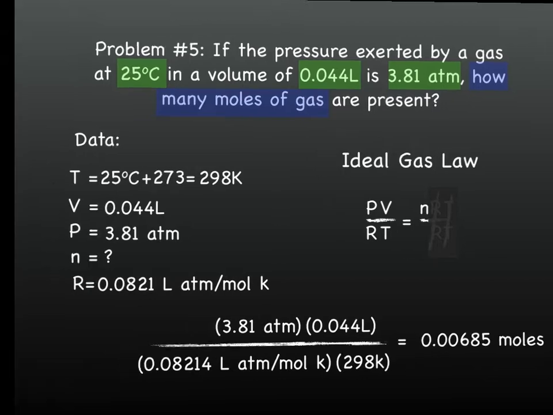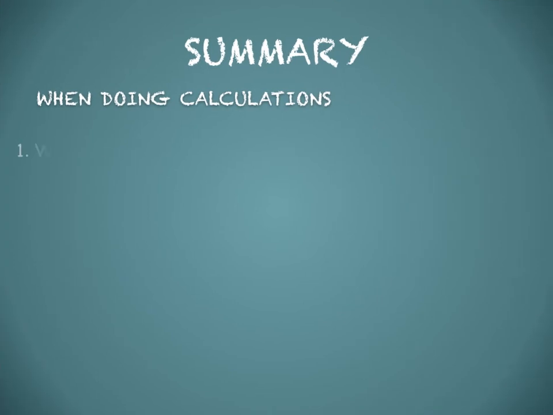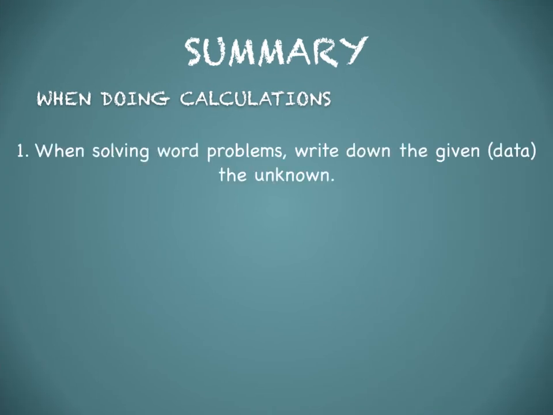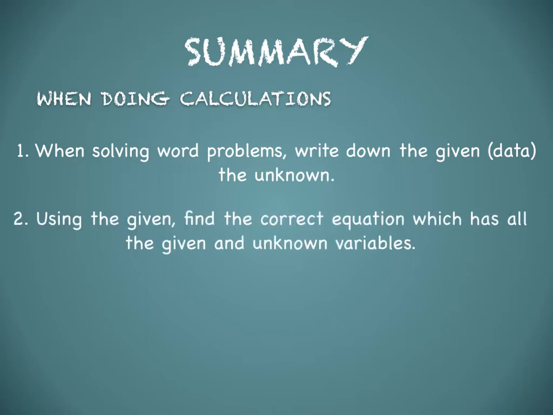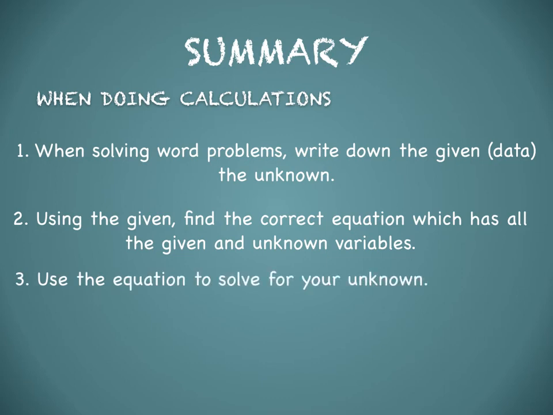As a summary, when doing calculations, solve the word problem, write down the givens and your unknown. Use the givens to find the correct equation, which has all the variables that you're looking for and the unknown. And then finally, use the equation to solve for your unknown. If you write down your givens and what you're looking for, it makes it real easy. It's just find the equation and then plug in your values as you need.